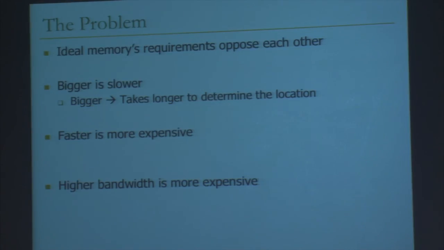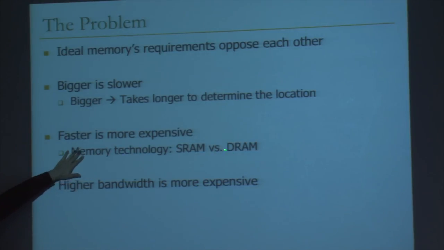Okay, these are all basic, right? You covered this in 213. This is also 213 material. Maybe not. Maybe 240 a little bit. But faster is more expensive. Memory technology will cover SRAM and DRAM. SRAM is more expensive because it uses a lot more transistors.